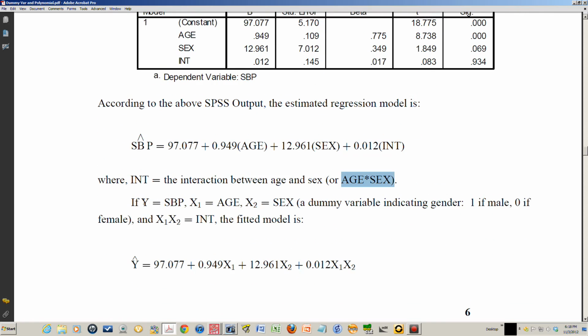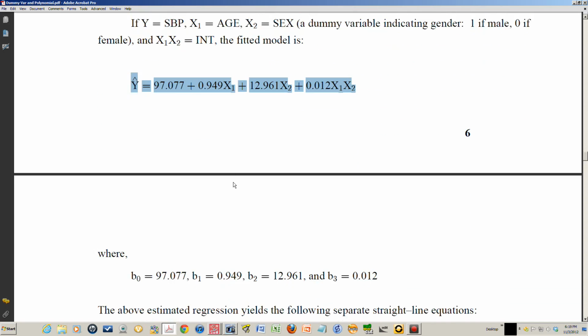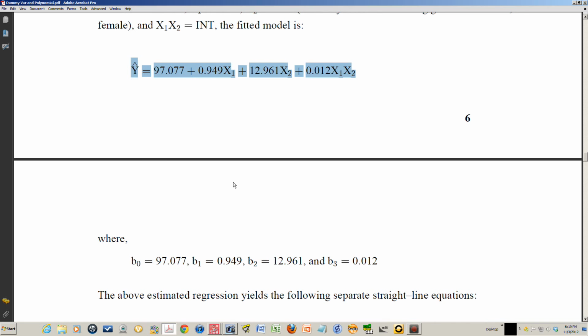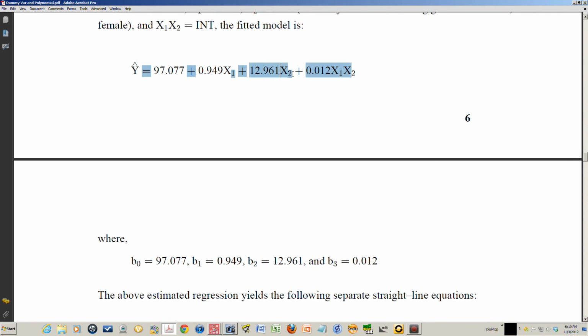Now, if I use systolic blood pressure as y, and then x1 is age, and x2 is sex, which is a dummy variable, 1 if it's a male, 0 if it's female, I come up with this equation. You see, this is the equation. This is an estimate of the single equation model. We estimated a value for each of these betas, beta 0, beta 1, beta 2, beta 3. Now, based on that, I come up with the 2 equations, one for male and one for female, as long as I insert the value of x2, which is 0 or 1.